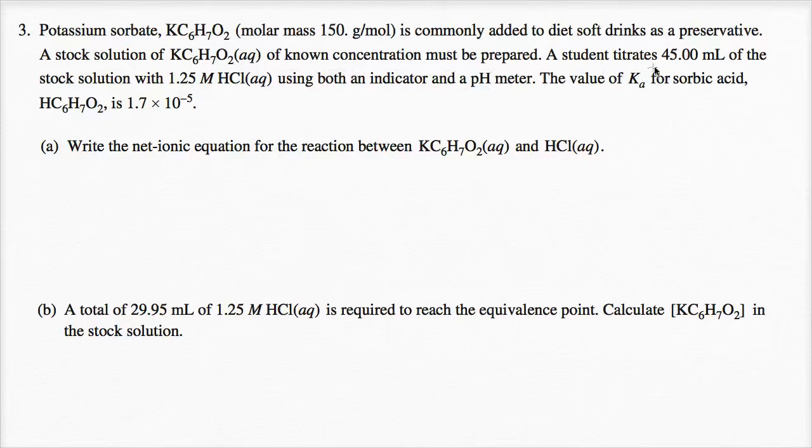A student titrates 45 milliliters of the stock solution with 1.25 molar hydrochloric acid using both an indicator and a pH meter. The value of Ka for sorbic acid is 1.7 times 10 to the negative 5th. All right, so let's tackle this piece by piece. Write the net ionic equation for the reaction between potassium sorbate and hydrochloric acid.